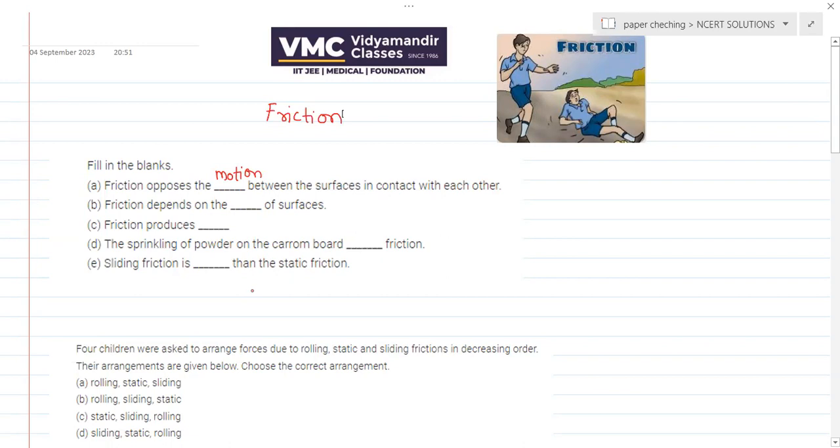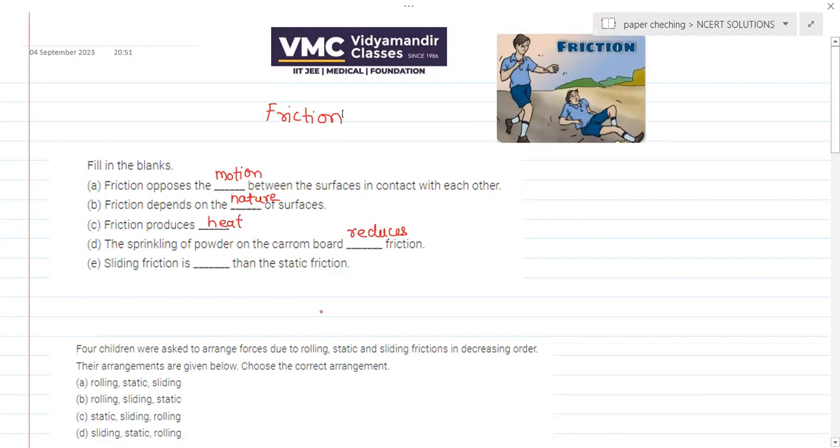Friction depends on the dash of surface. So, it's the nature of the surface. If the surface is rough, there is high friction. If the surface is smooth, there is less friction. Friction produces heat, right? We can see that in machines. D part, the sprinkling of powder on the carom board, it certainly reduces friction. We all want that upper edge in games, right?